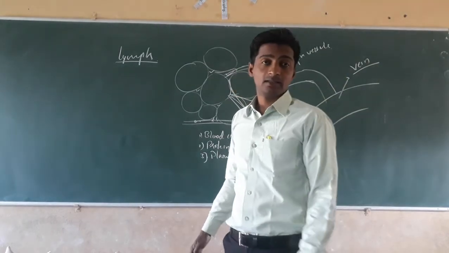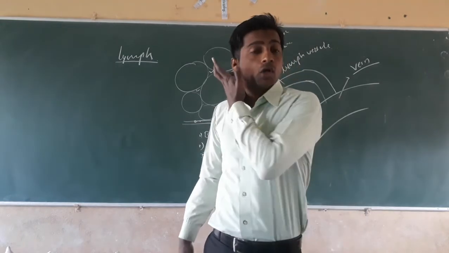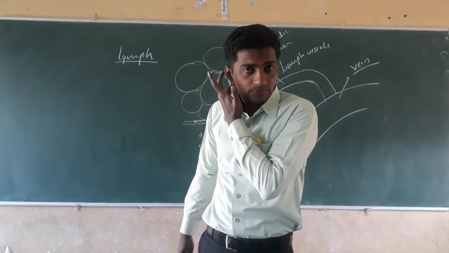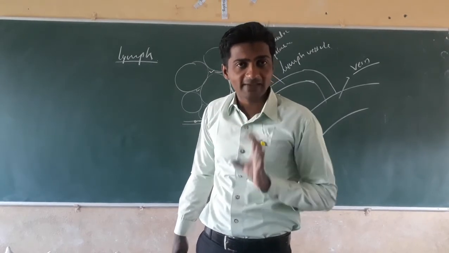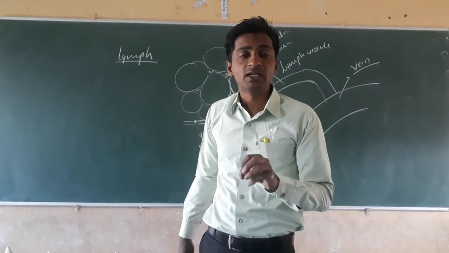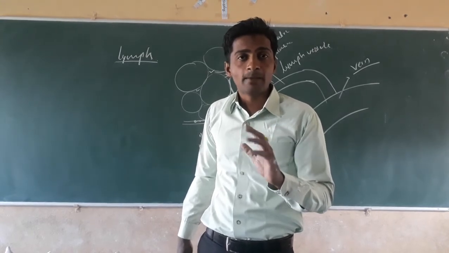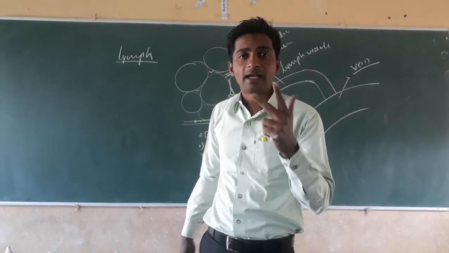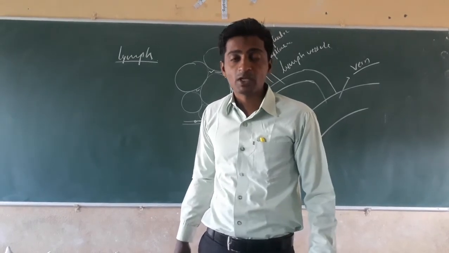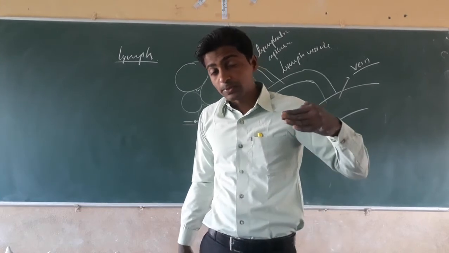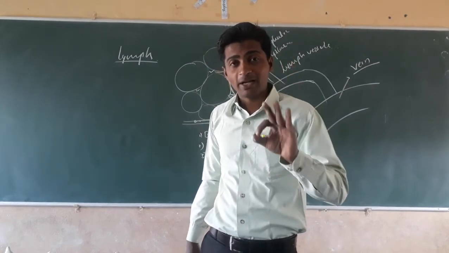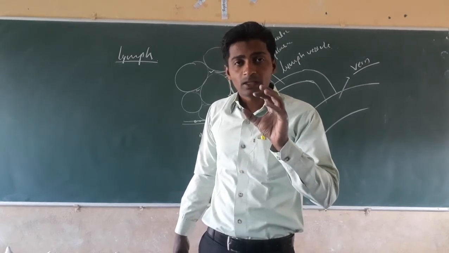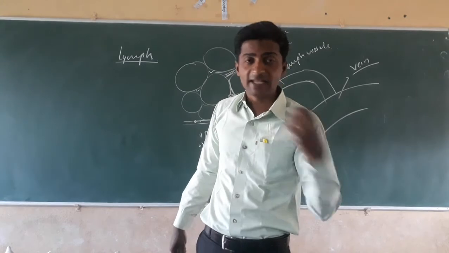Once again, lymph is a colorless fluid present in the intercellular space, produced from plasma, proteins, and some blood cells which percolate out through the blood capillaries into the intercellular space. Then from there it drains out.